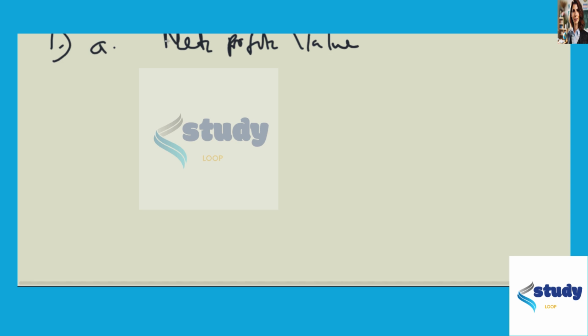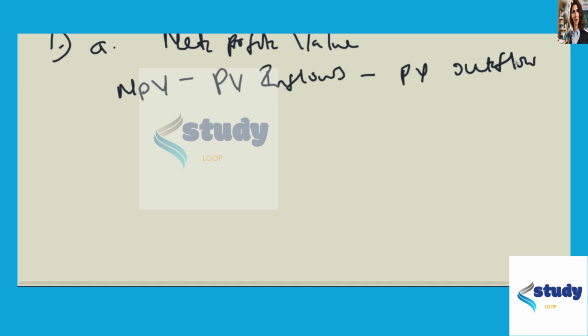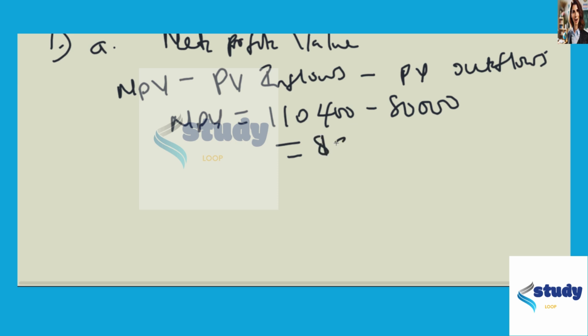So the formula for net present value is the present value of cash inflows minus the present value of cash outflows. So for this, from the table, the NPV will be 110,400 minus 80,000, and the NPV will be 30,400.